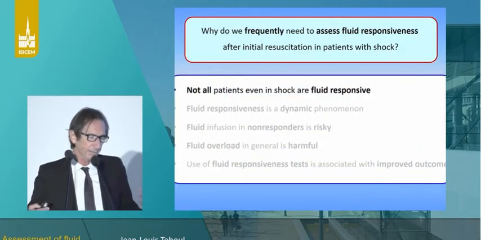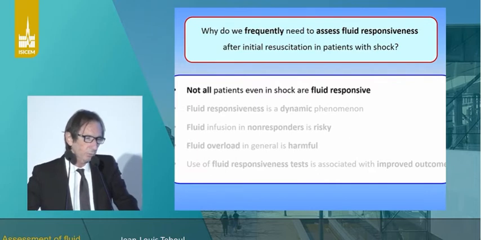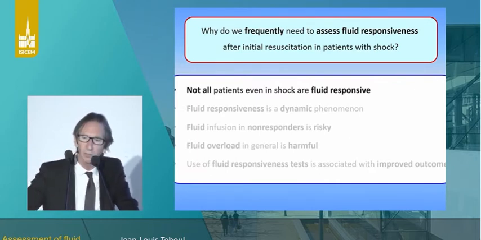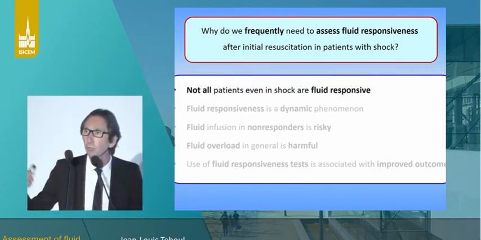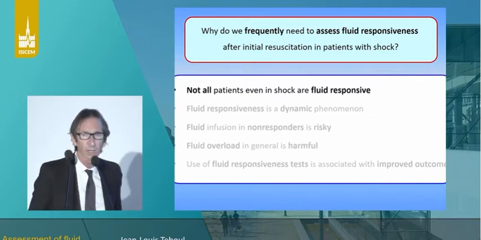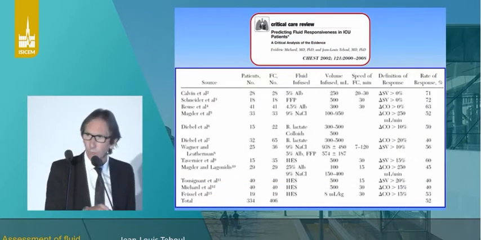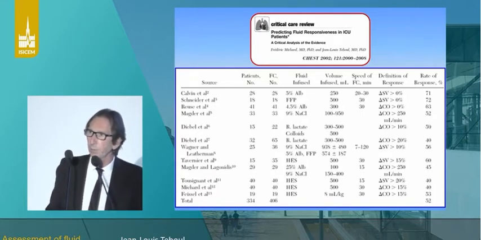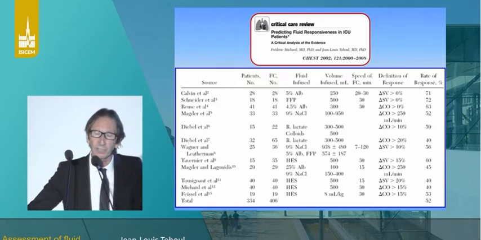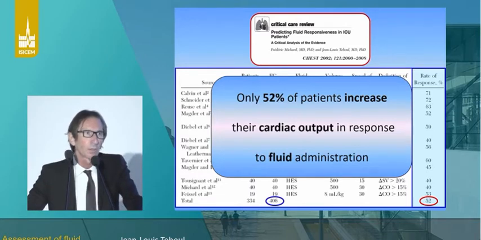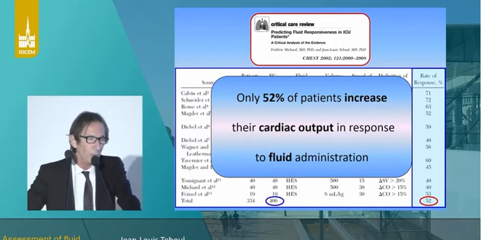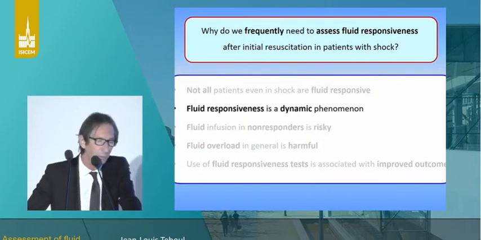Okay, having said that, the question is, why do we frequently need to assess fluid responsiveness after initial resuscitation in patients with shock? For different reasons. The first one is that not all patients, even in shock, are fluid responsive. I would like to illustrate this by this old paper we did with Frédéric Michard in the past, and among around 400 patients, only 52% of these patients increased their cardiac output in response to fluid administration. So again, not all patients are fluid responsive in the ICU.